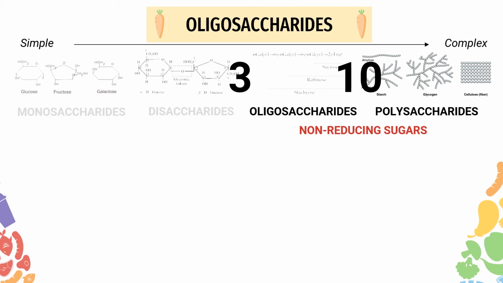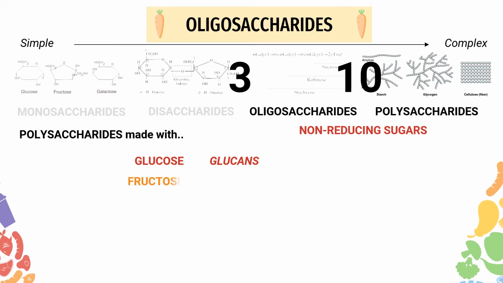Based on the type of monosaccharide unit, polysaccharides are also called by a specific name. For example, the polysaccharides made with glucose are called glucans. We'll discuss several examples of glucans in this lecture. While the polysaccharides made with fructose are called fructans, those from mannose are called mannans, and those from xylose are called xylans. Another term for the polysaccharides is the glycans.